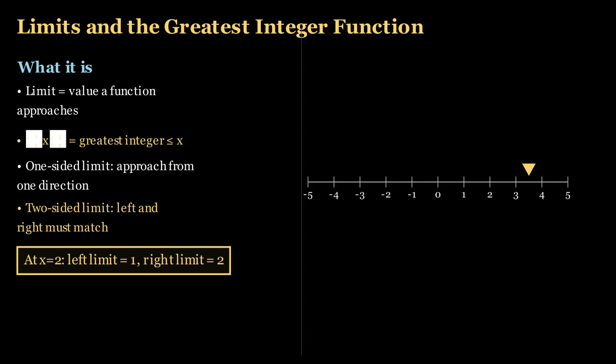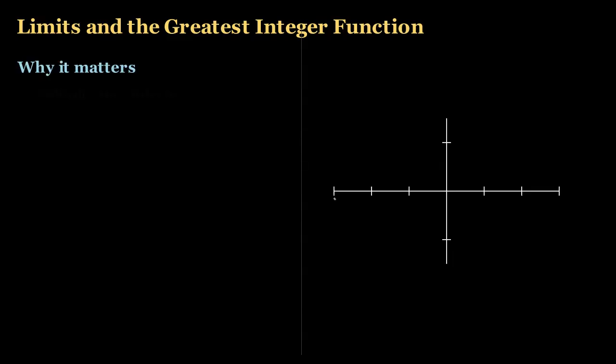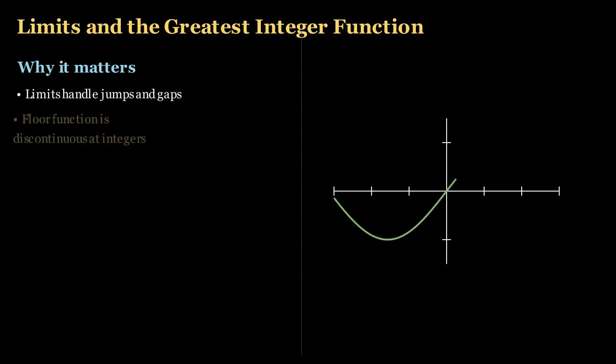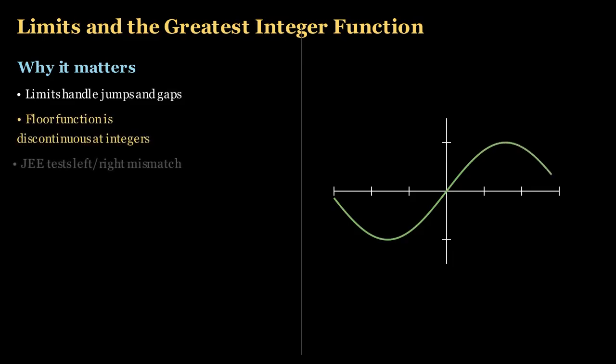Why do we even care about limits with this staircase function? Because it's full of jumps, what mathematicians call discontinuities. At every integer, the function leaps up by 1. A regular limit that just looks at the value at the point would miss that jump entirely. The JEE exam loves to test whether you can spot when the left and right limits don't match.